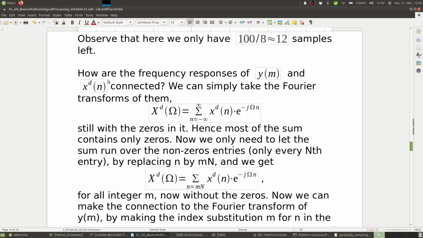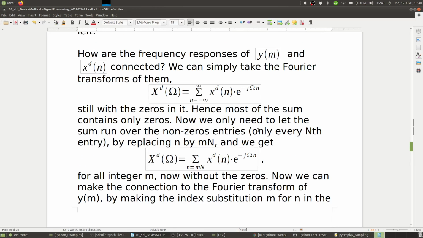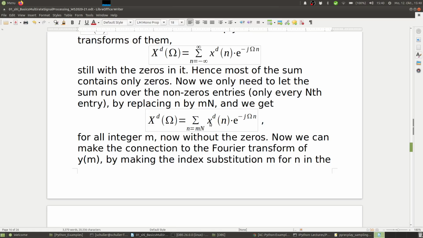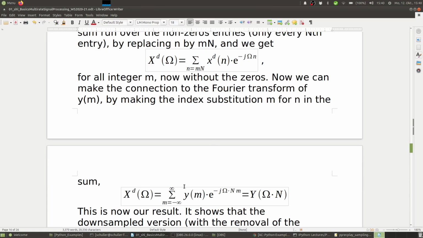So how are the frequency responses of y of m, the downsampled version, and xd, the one still containing the zeros, connected? We can simply take the Fourier transforms of them. Here is the Fourier transform of xd, just the usual Fourier transform. And here I have the Fourier transform just over the non-zero entries of xd, which is basically y of m. So here we can now include y of m. That's our xd of omega when we have this index substitution.